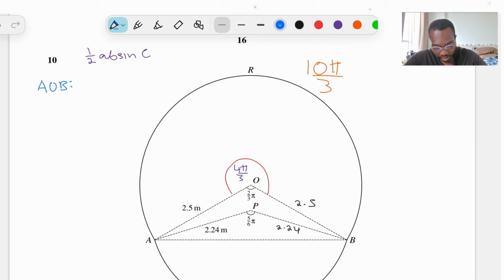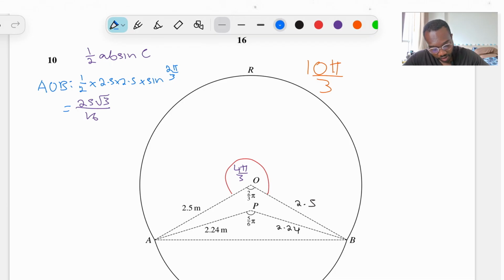So for AOB, that would just be a half times 2.5 times 2.5 times sine. And then again, for this one, got to be careful. It's now going to be the 2 pi over 3, because now we want the included angle within the triangle. So if we work that out on your calculators, you will get 25 root 3 over 16.